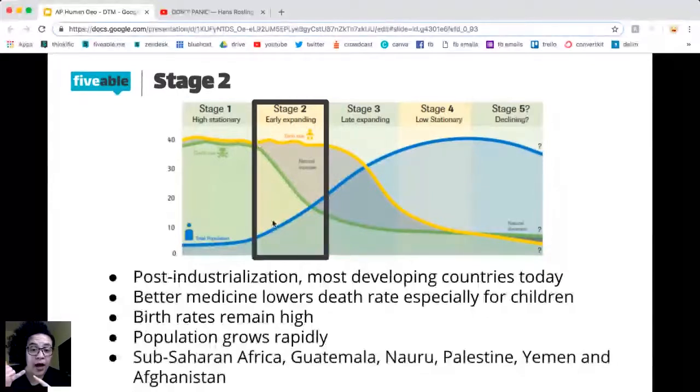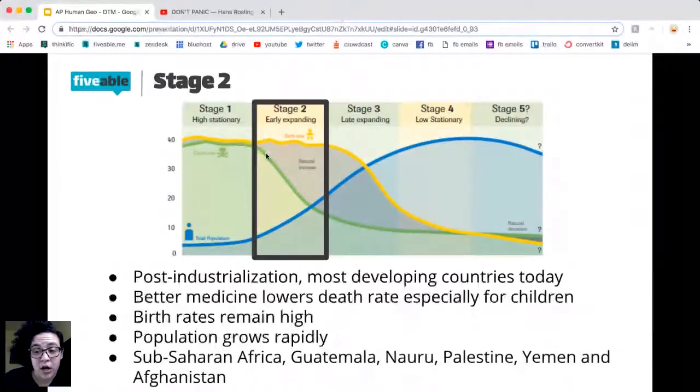They've got high birth rates, right? But there is better medicine, right? These countries do have industrialized features. They do have better medicine. So that will lower the death rate. So you can see the death rate is the first to fall. And here is where it's falling a lot.